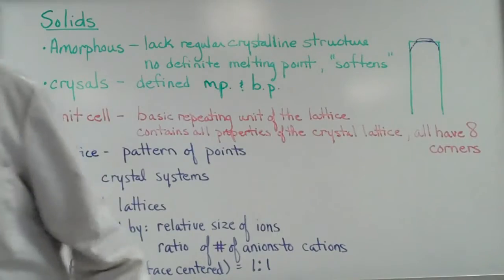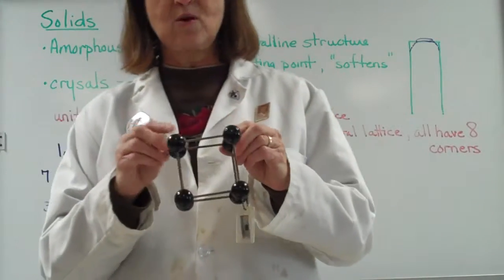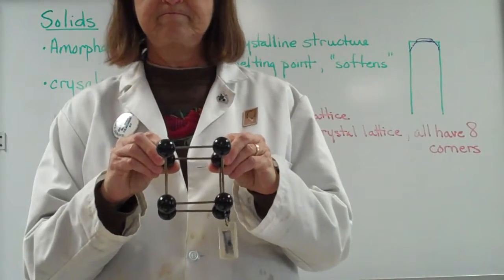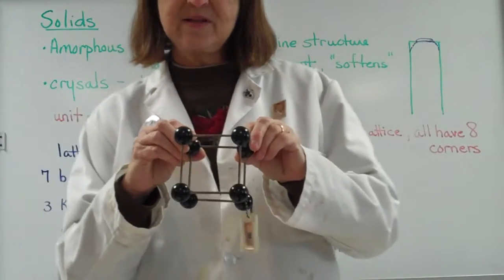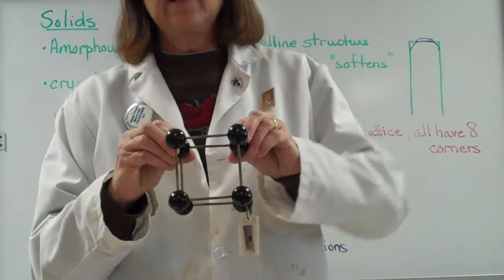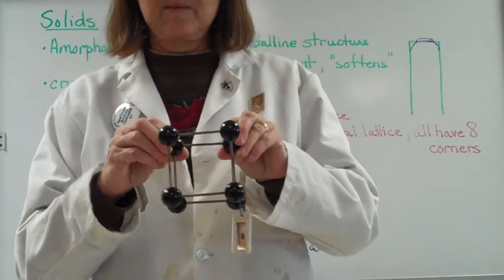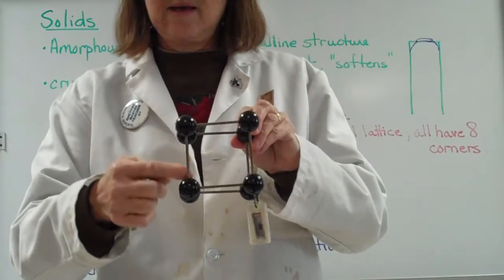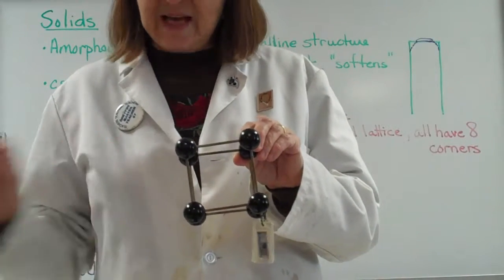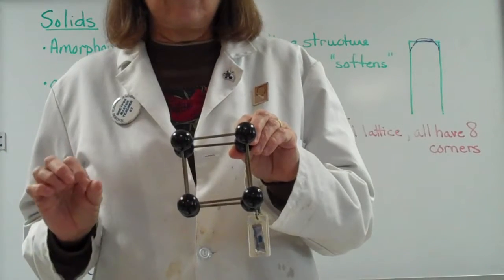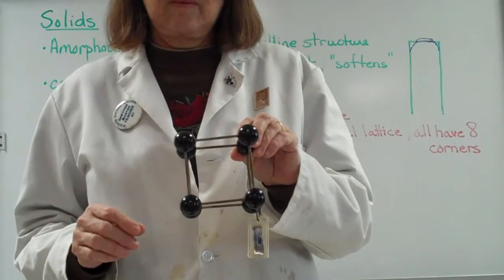Okay, here's going to be our simplest. The simplest is going to be something called cubic. I wonder why. Now, if this is a cubic unit cell, let's look and see why it's called cubic. A equals B equals C. All the sides of the unit cell are identical in length.